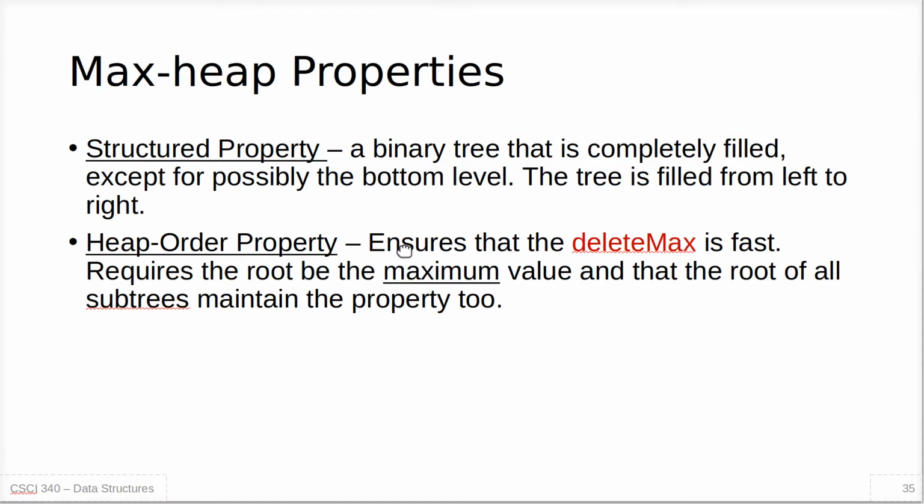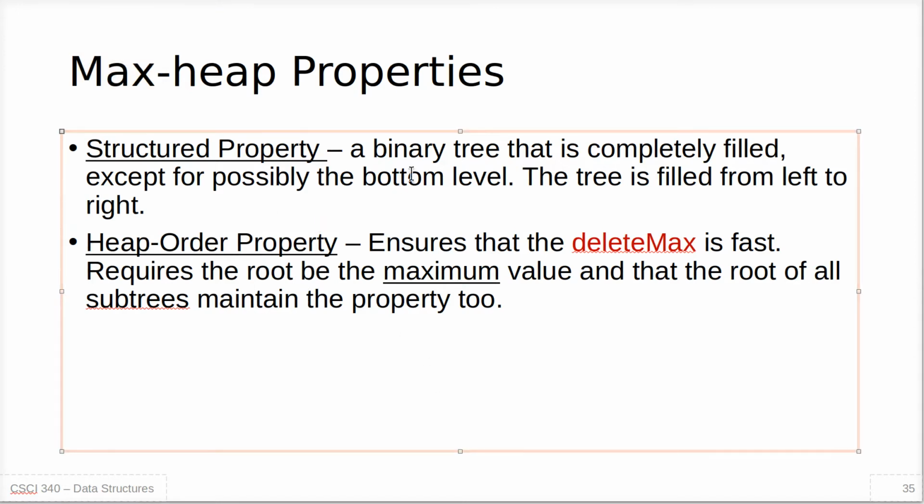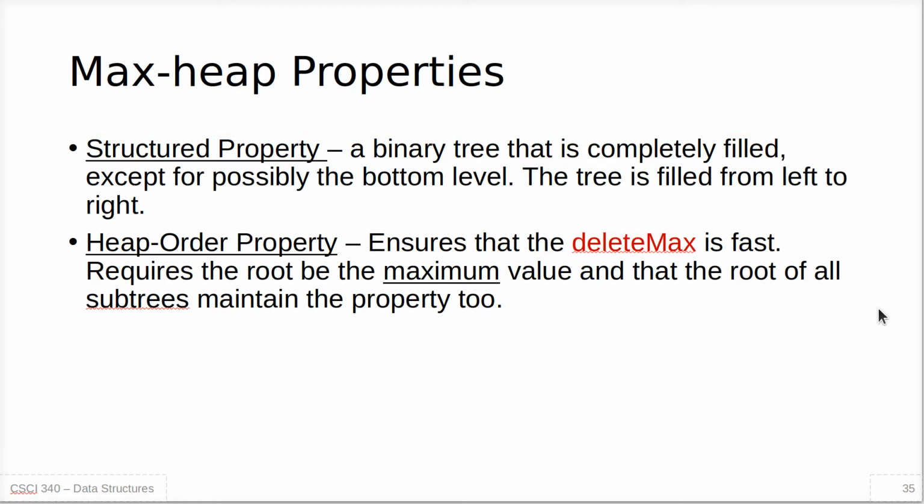So in contrast to a min heap, a max heap, what is that thing going to look like? Well, now we got the same structure. Binary tree, almost complete. The heap order property, in this case, because it's a max heap, it allows us to have a function called delete max, and that it is as fast as possible. And therefore, the root has to be the largest value of all the keys, of all the nodes in the tree.